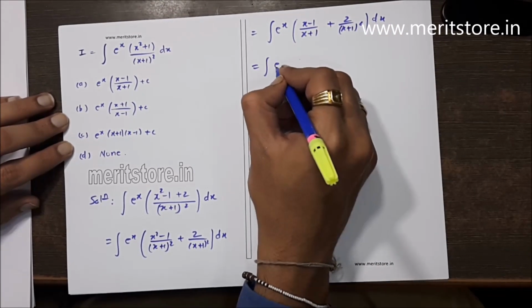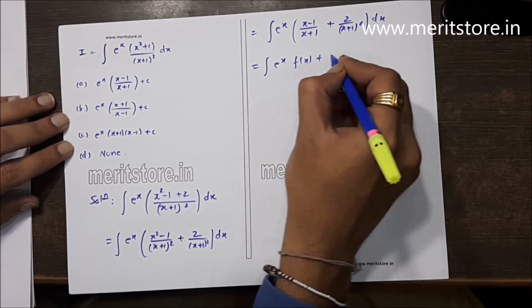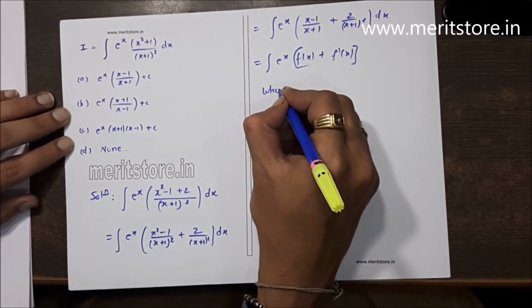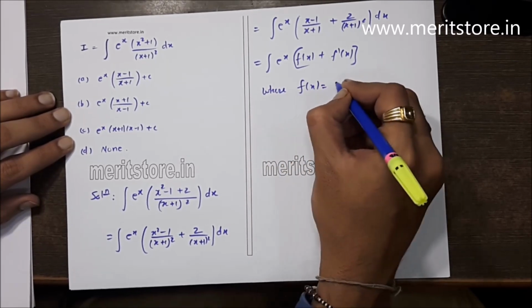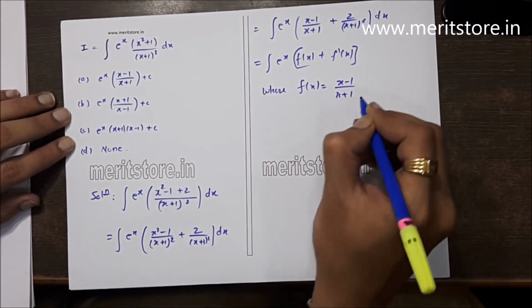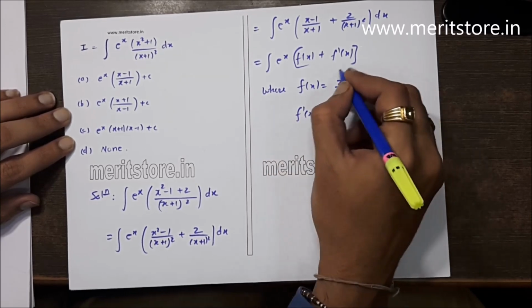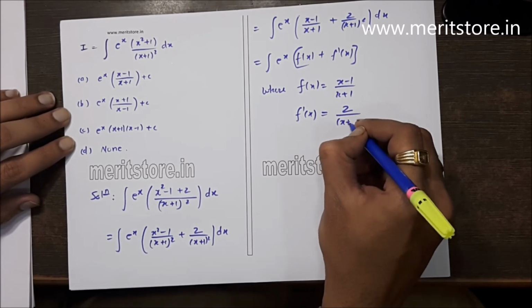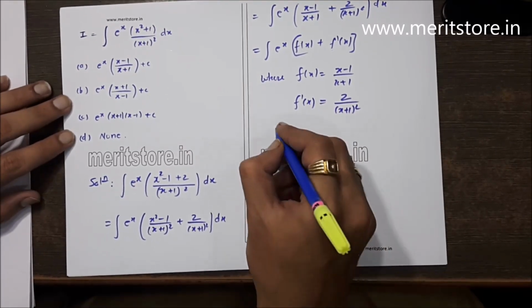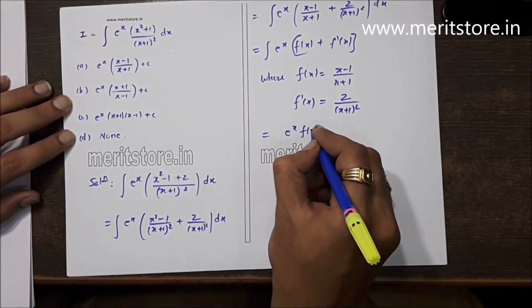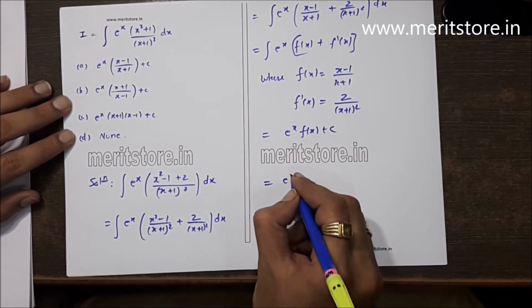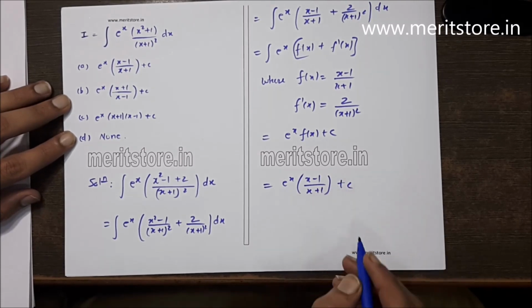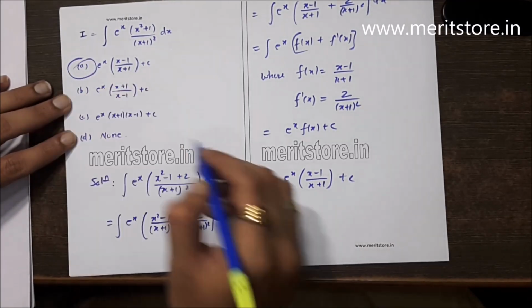Now comparing with integral of e raised to x, f of x plus f dash of x, where my f of x would be x minus 1 upon x plus 1, and f dash of x, after we apply the formula of u upon v, will give us the answer as 2 upon x plus 1 the whole square. Therefore our final answer is e raised to x f of x plus c, that is e raised to x into x minus 1 upon x plus 1 plus c, which is our option A.